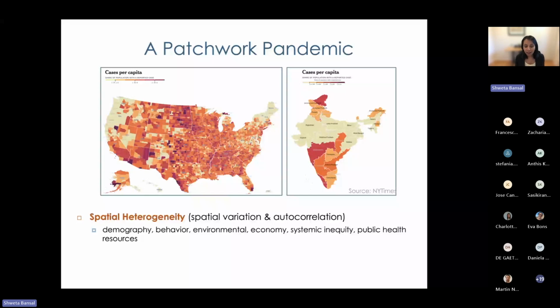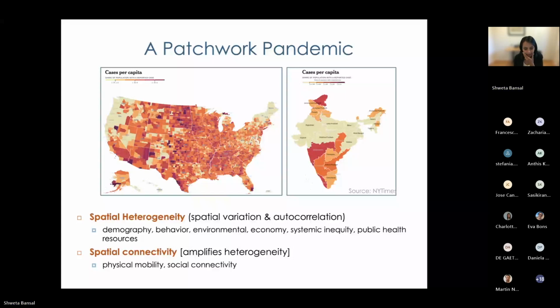But the complexity and nonlinearity really comes from the fact that each of these communities that are different from each other aren't islands. They are in fact connected, and they're connected via physical mobility, of course, but they're also connected via social connectivity, which really influences behavior. So this connectivity amplifies the impact of this heterogeneity, but also creates nonlinear effects that are very challenging to predict.